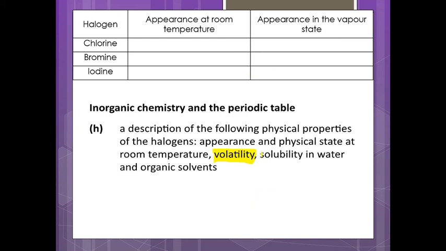You also need to find out, is it soluble in water? And is it soluble in organic solvents? By organic solvents, we could mean a whole range of different chemicals. For now, I'm happy for you to do it just with cyclohexane. Okay, so you need a summary. I'd advise doing it as a table like this, but you need to add in volatility, solubility in water and in organic compounds.